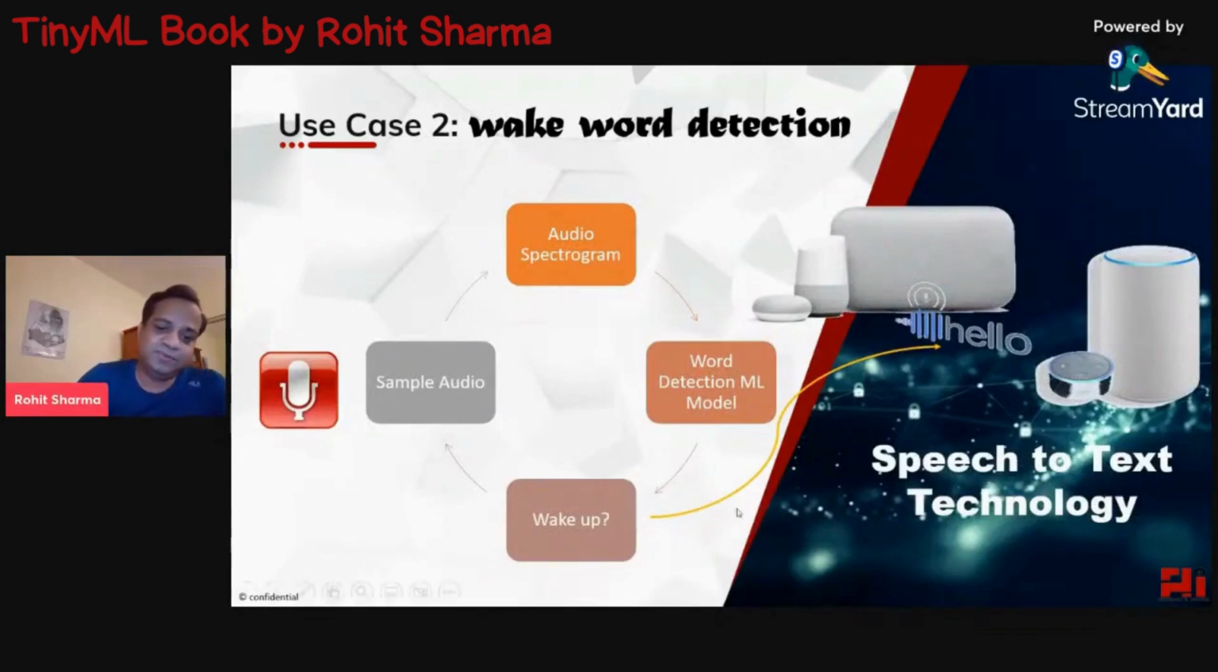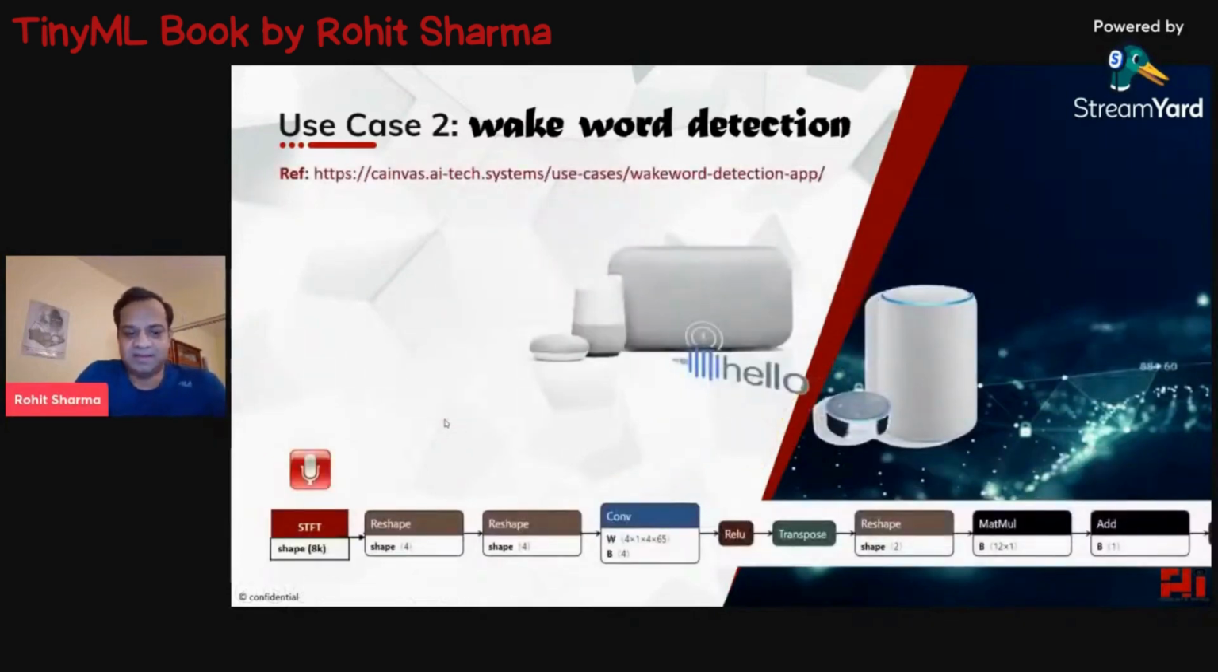And in terms of flow, in the real-time compute, you sample the audio, you create the spectrogram, which is essentially a fancy word for frequency analysis. You convert that into an ML model, and then if my ML model says, yes, this is my wake word, like hey Google or hey Alexa or hey Rohit or Dr. Piyush, it wakes up and starts listening to the next command or sound. So that's the wake word detection.